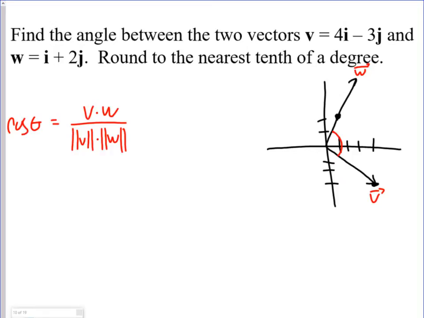You insult me. Cosine theta. This is cosine theta. That's a little bit better. Yeah, cosine theta. So everyone okay with what we're after? We're after theta right here.